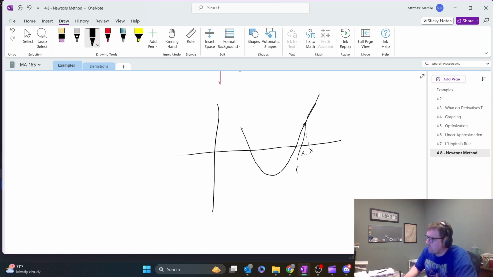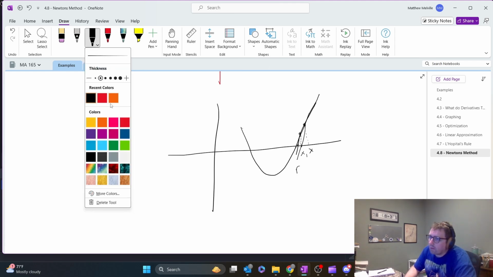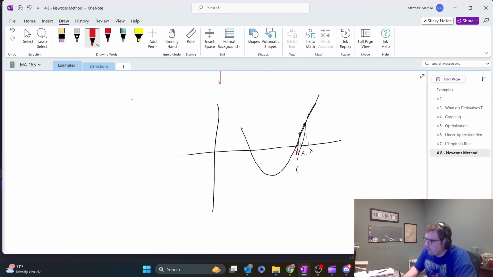Then we're going to take x1, come up here, and draw another tangent line right there, and this point we're going to call x2. And if you notice, eventually, as we keep taking slopes of the tangent lines, our x's are going to approach r.